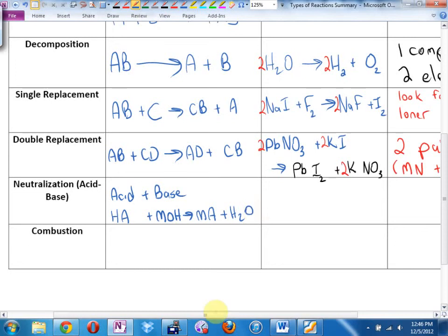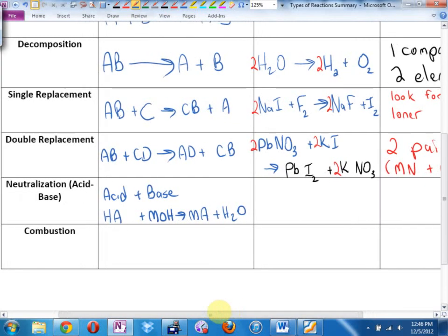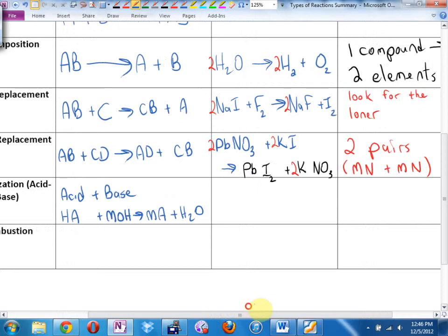I'm not going to do an example of one, and in terms of recognizing a neutralization, acid starts with hydrogen, base ends with OH.